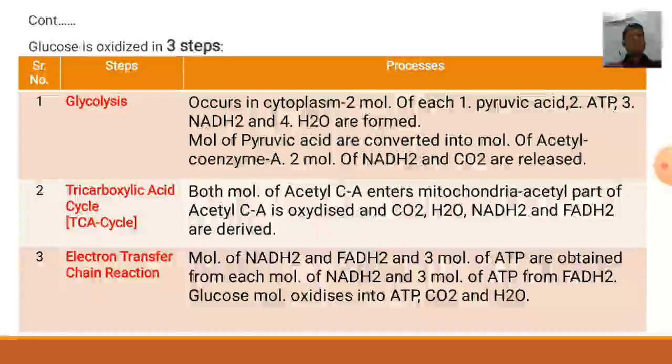Second step, the tricarboxylic acid cycle. It is also called the TCA cycle, or the Krebs cycle. In this process, molecules of acetyl coenzyme A enter the mitochondria. The acetyl part of acetyl coenzyme A is oxidized, and carbon dioxide, H2O, NADH2 and FADH2 are derived.